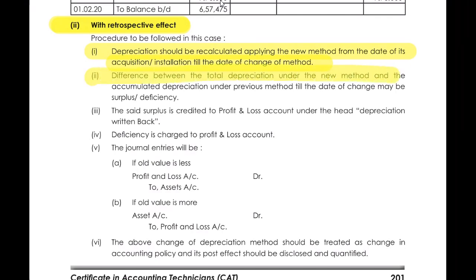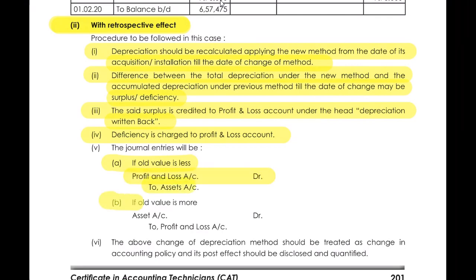The difference between total depreciation under the new method and the accumulated depreciation under the previous method till the date of change will be the surplus or the deficiency. Whatever is the surplus will be credited to the P&L account as depreciation written back. If there is any deficiency, it will be charged to your P&L account. So if the old value is less, the P&L account would be debited and the asset account would be credited. If the old value is more, the asset account will be debited and the P&L account would be credited.